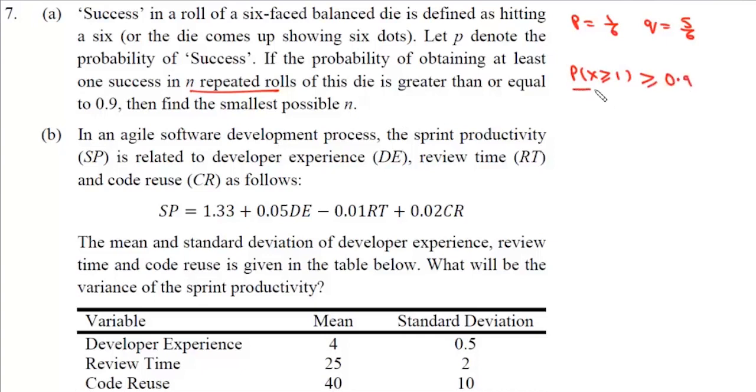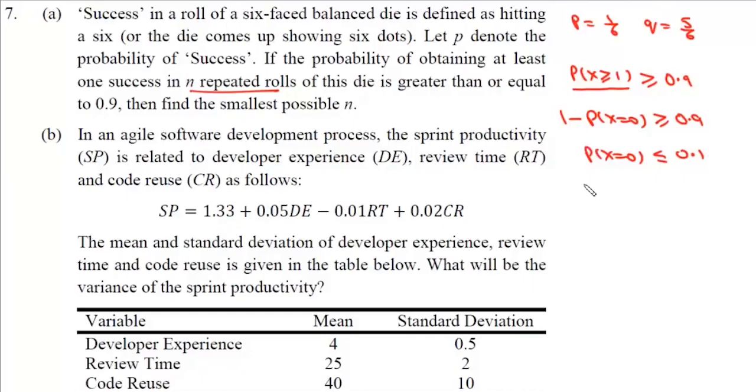Now we know that the probability of x greater than or equal to 1 is also written as 1 minus the probability of x equal to 0, and it should be greater than or equal to 0.9, or the probability of x equal to 0 should be less than or equal to 0.1.